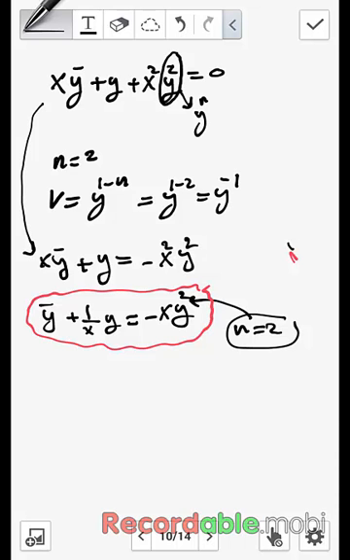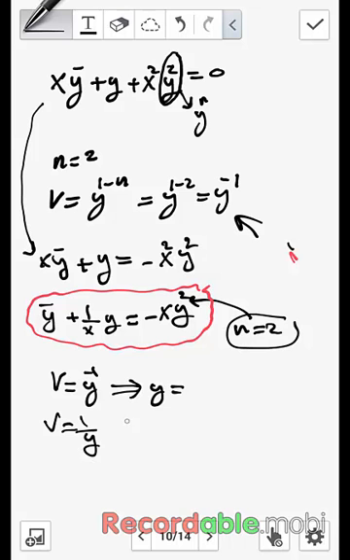And now we will substitute. We define v equal to y to the power of minus 1, as we know here. And if you need to find y, since v equals 1 over y, y equals v to the power of minus 1. I hope this is very clear.